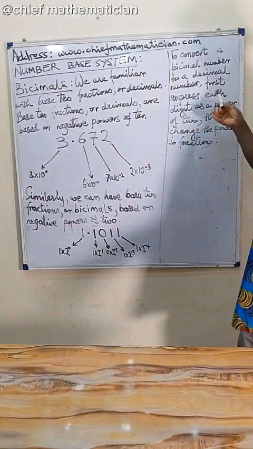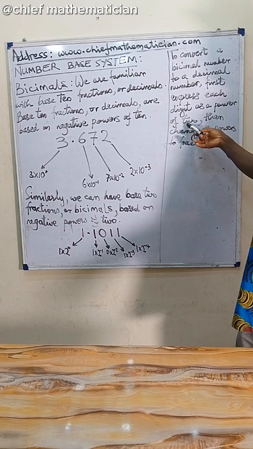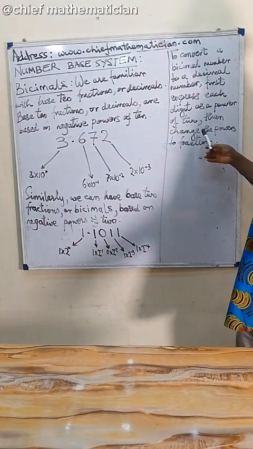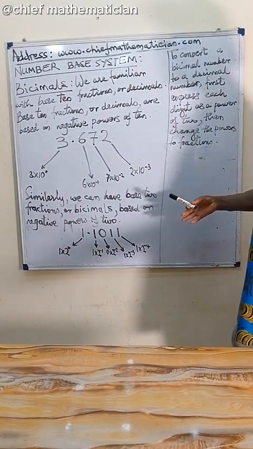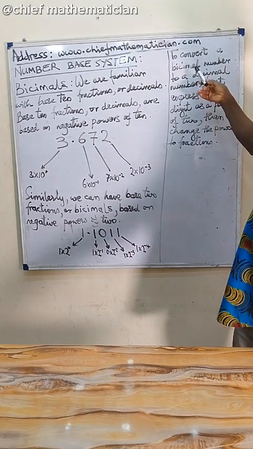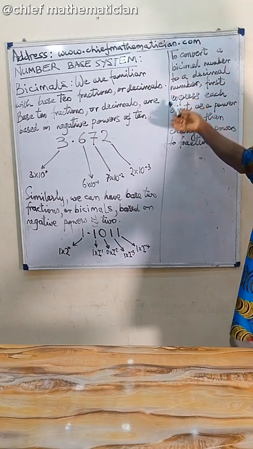You express each digit as a power of 2. That is what we have done there. Then change the powers to fractions. That is how you can convert a binary number to a decimal number.